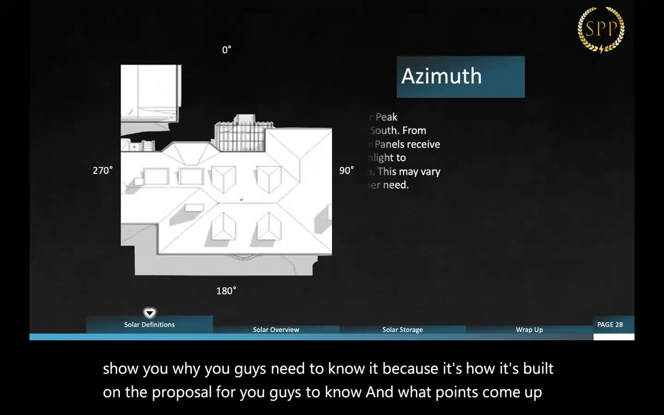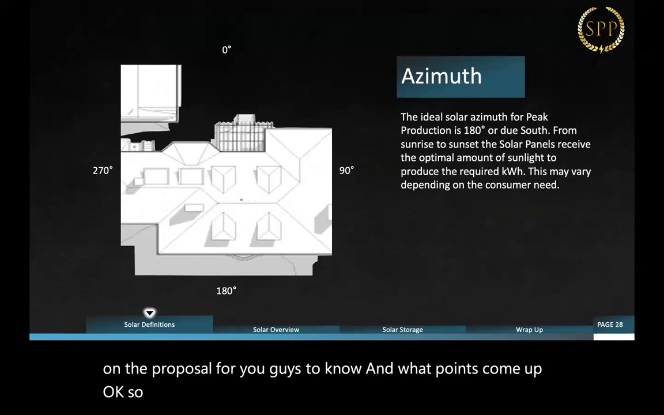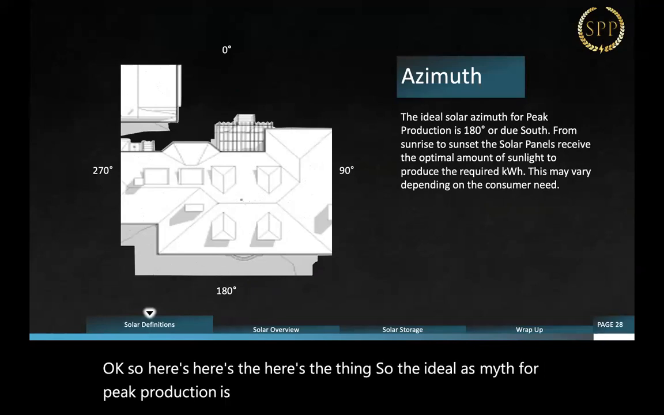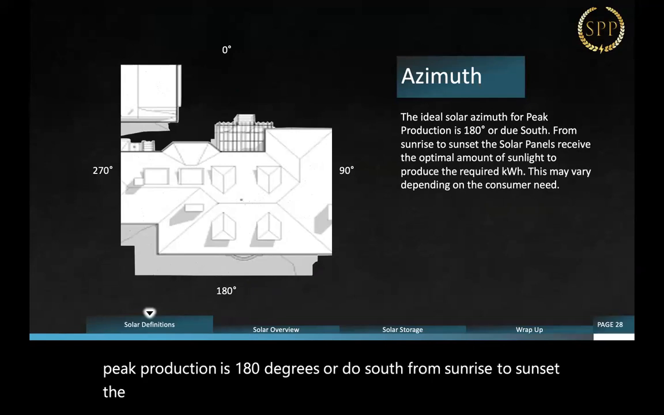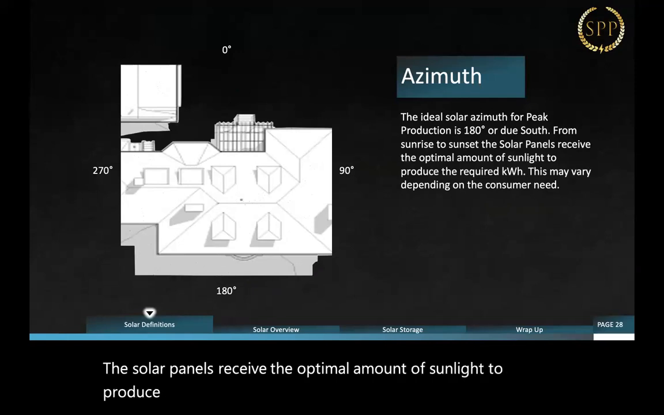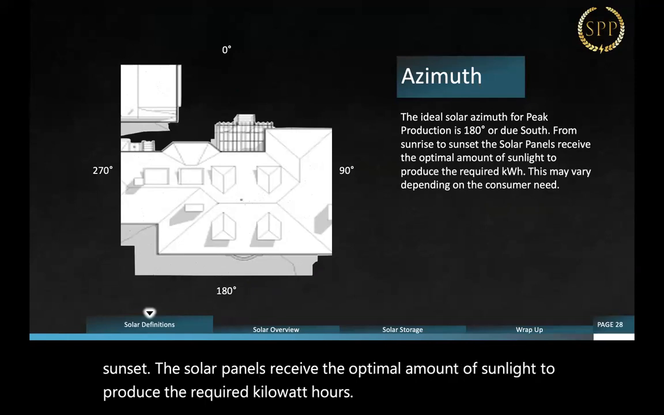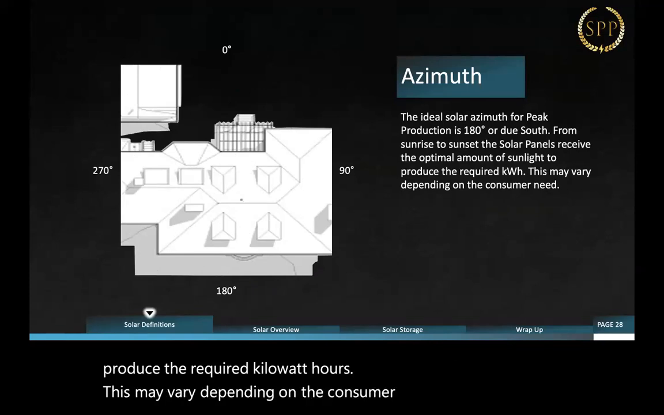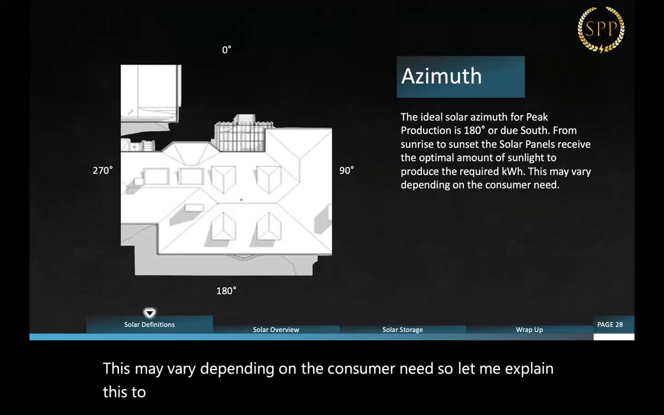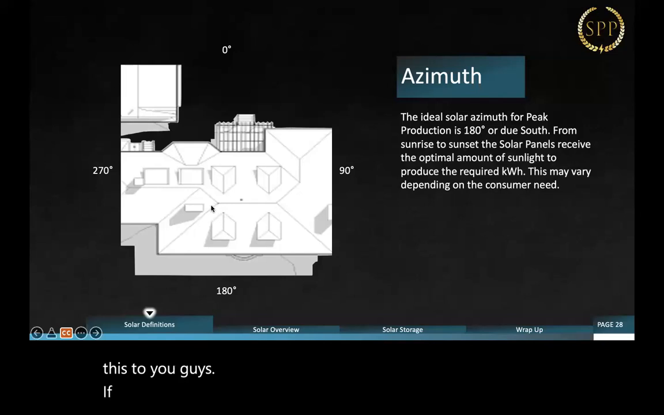So here's the thing. The ideal azimuth for peak production is 180 degrees, or due south. From sunrise to sunset, the solar panels receive the optimal amount of sunlight to produce the required kilowatt hours. This may vary depending on the consumer need. So let me explain this to you guys. If the optimal is 180 degrees on this roof, well, these are blocking my south facing roof.